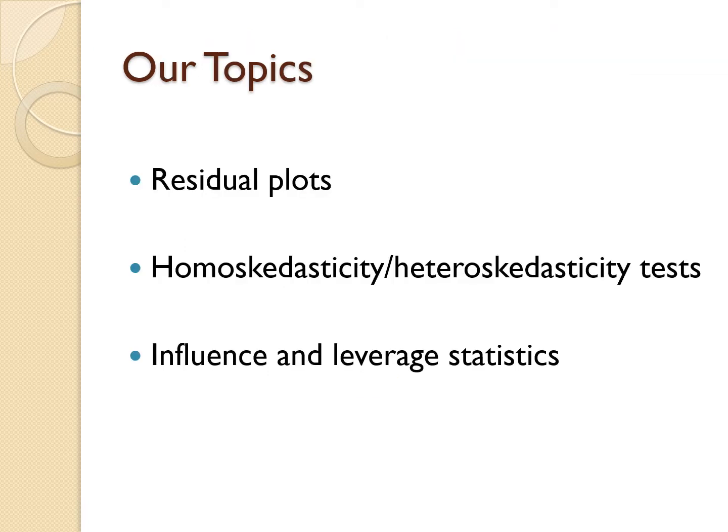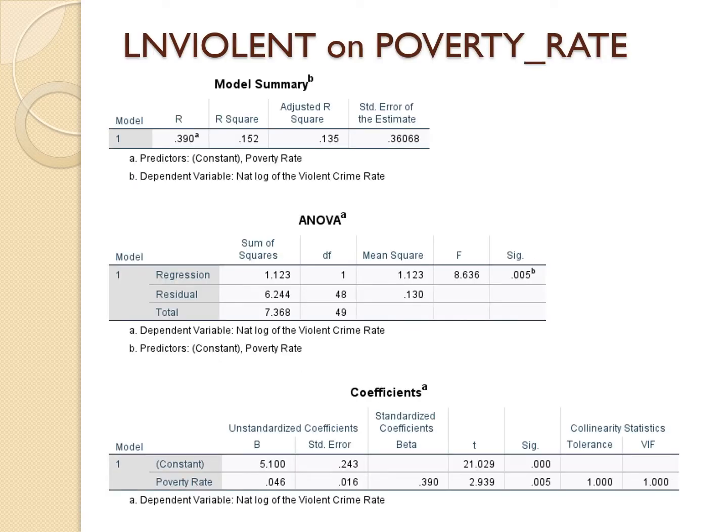The topics that we'll be looking at with these are the residual plots themselves. We'll also be looking at tests for homoscedasticity and heteroscedasticity. And we'll also be paying attention to influence and leverage statistics. So the first equation we're going to look at, we're going to do just simple ones today. We're going to take the log of the violent crime rate as our dependent variable, and we're going to regress it on the poverty rate. I'm not going to spend a lot of time looking at this slide here, but if you're in one of my classes, this is by now a well-known example to you.